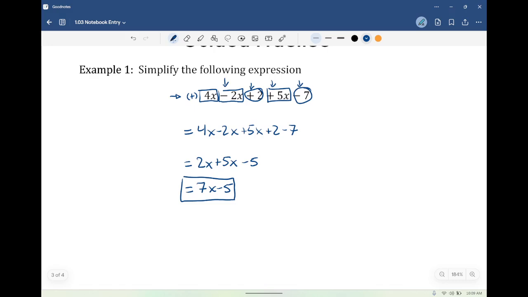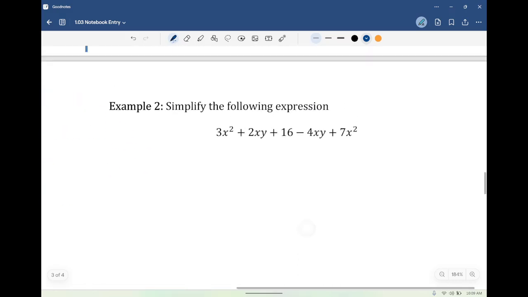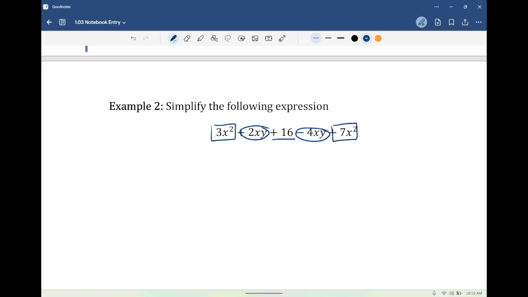All right, we're going to jump right to example 2. Now, example 2 has a little bit more going on. However, my approach does not change. I'm going to start with annotations. Okay, so I've got an x squared term. Here's an xy term. Oh, that's just a constant. Another xy term, and there's another x squared term.